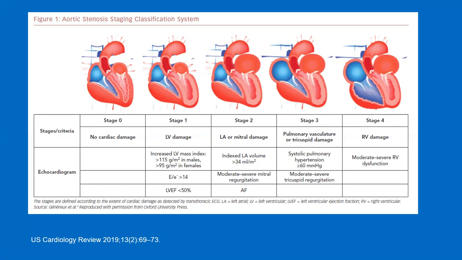Stage 3 is characterized by pulmonary vasculature or tricuspid valve damage, such that systolic pulmonary artery pressure increases above 60 millimeter mercury, and there is moderate or even severe tricuspid regurgitation in the absence of intrinsic tricuspid valve disease. And in stage 4, there is already right ventricular remodeling and systolic dysfunction. So from the left ventricular damage going backwards to the left atrium, backwards to the pulmonary vasculature, and to the right ventricle, these are the consequences of severe aortic stenosis, which have been proposed recently, and they have important prognostic value.